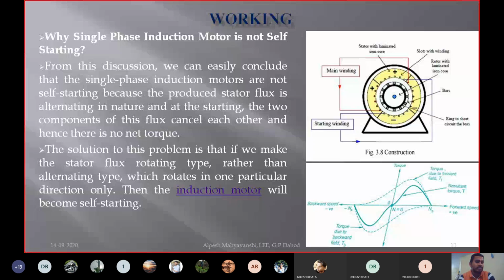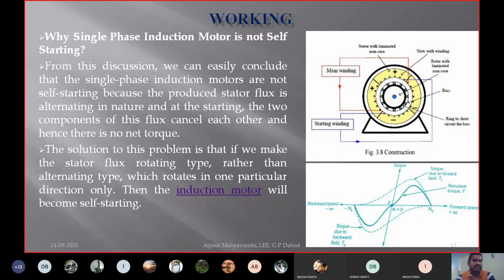So if we want to make the single phase induction motor self-starting, then we have to make the stator flux rotating type. Whatever flux is produced in the single phase induction motor must be of a rotating type. That means we have to make the stator flux rotating type, which rotates in one particular direction only, and then the induction motor will become self-starting. So how can we produce the rotating flux?